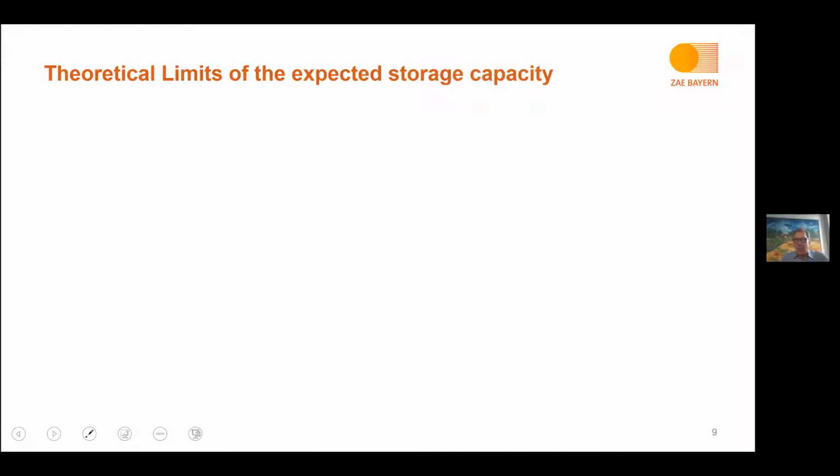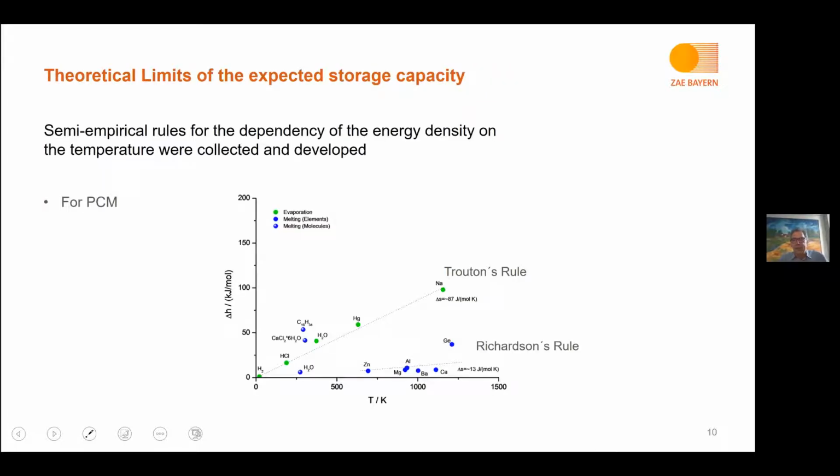It was in the first phase, actually, when we thought, okay, we want to optimize or improve materials in order to get high storage capacity. So it's interesting to find out whether there are any theoretical limits of an expected storage capacity. So we looked at phase change materials, and we found some semi-empirical rules for the dependency of energy density on the temperature.